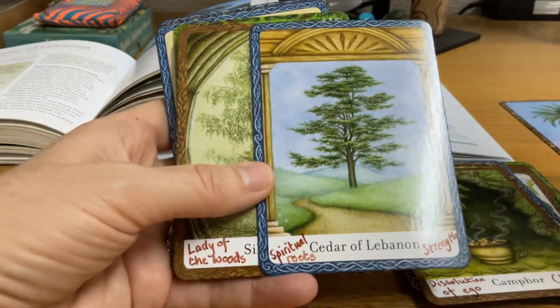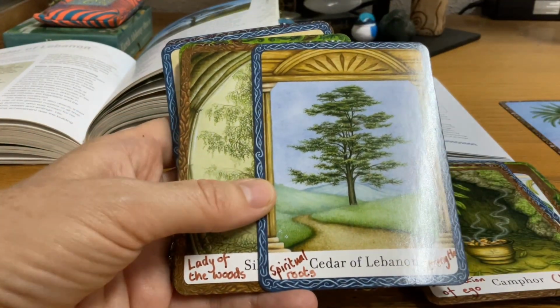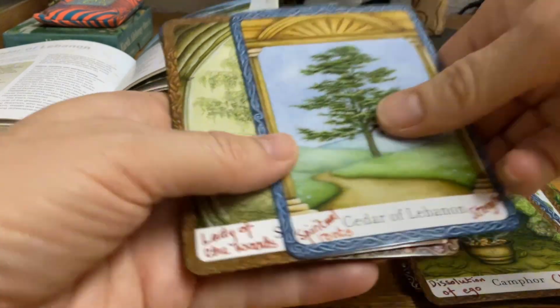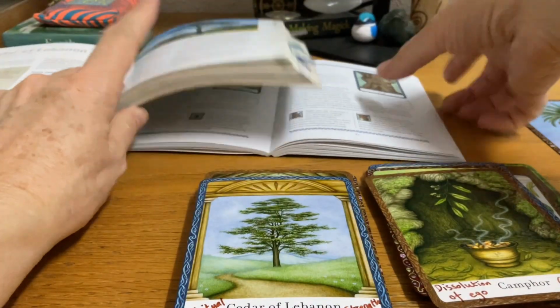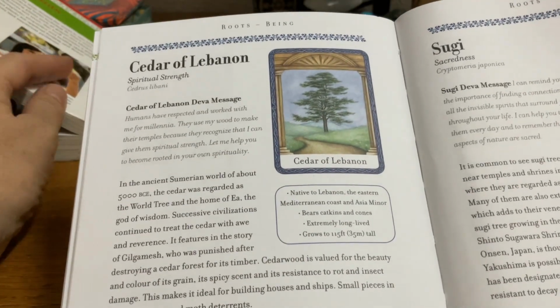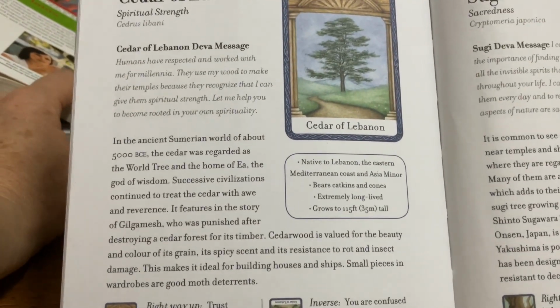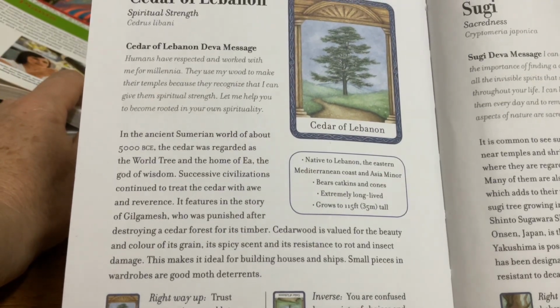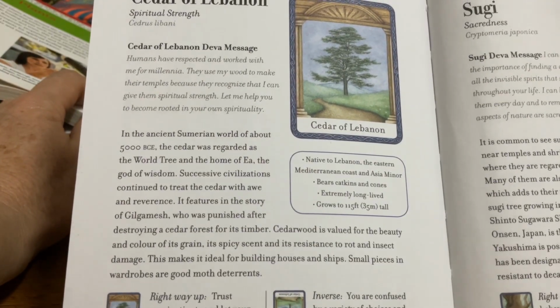And there's the cedar of Lebanon, so that was the one I was looking at earlier. So yeah, strength. Let me just go back to the books. So strength comes from the original book. So Cedar of Lebanon, humans have respected and worked with me for millennia. They use my wood to make their temples because they recognize that I can give them spiritual strength.